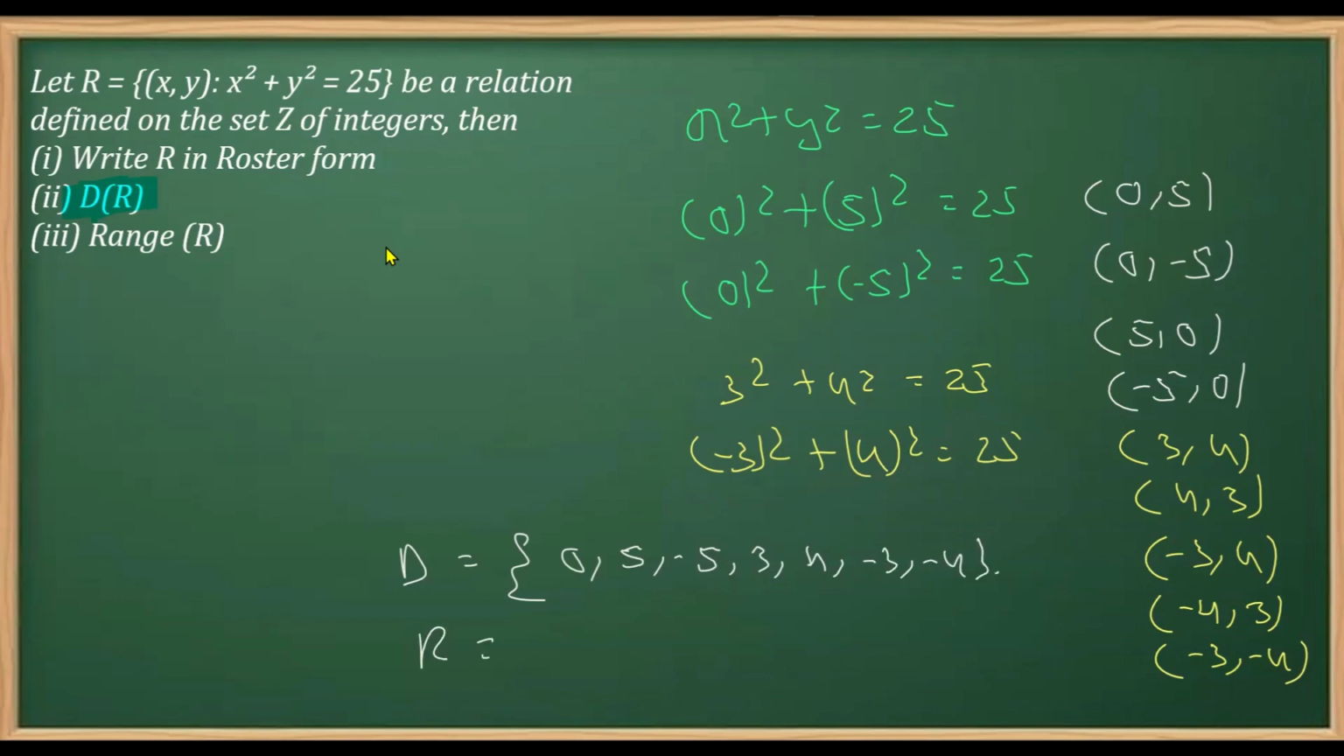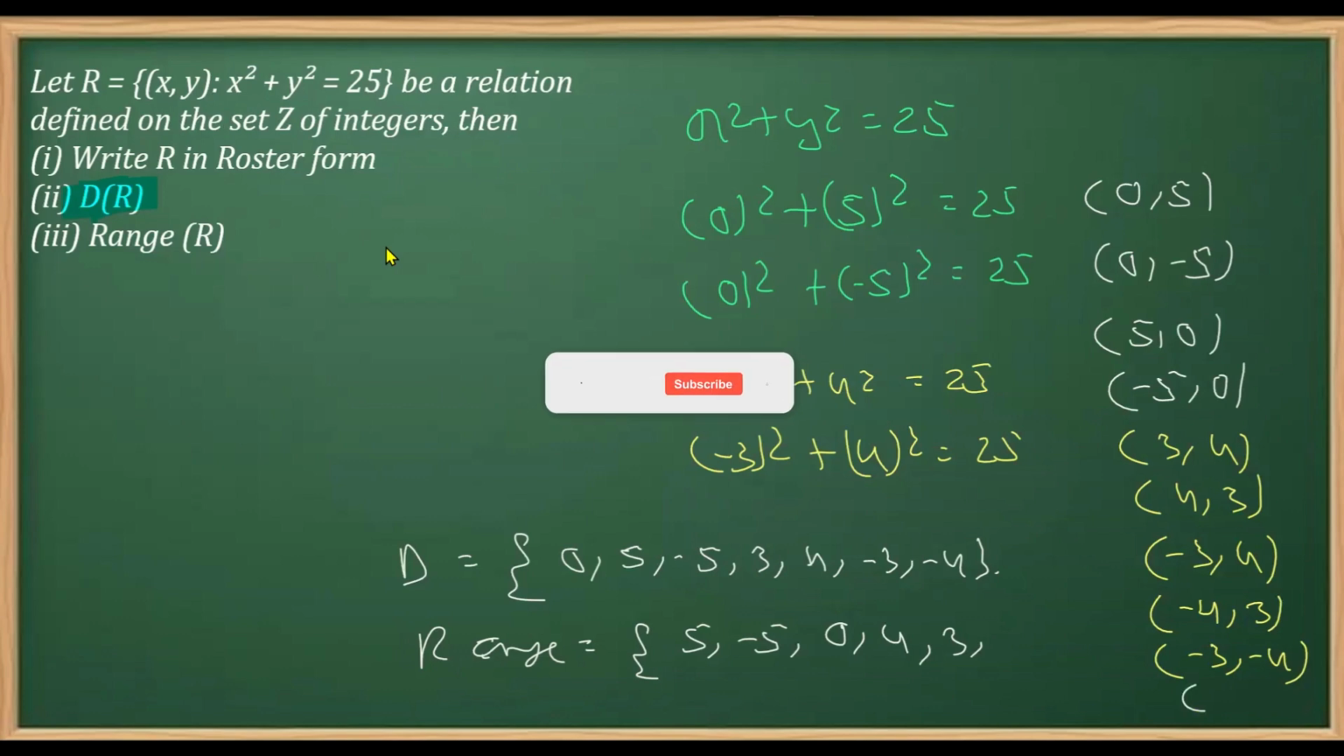And the same way, we can get the range here. The range is the set of second elements. So 5, minus 5 if I am looking like this. And then we have 0, 4, 3, and minus 3. Yeah, minus 3 also has to be there, right? And minus 4. These are its range. So that's how we'll do this question.